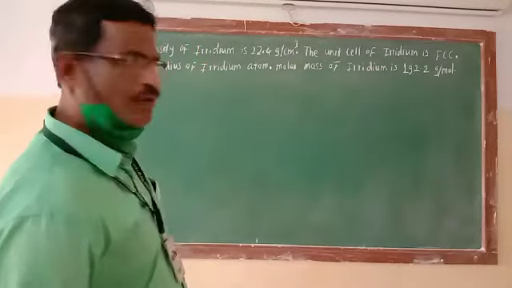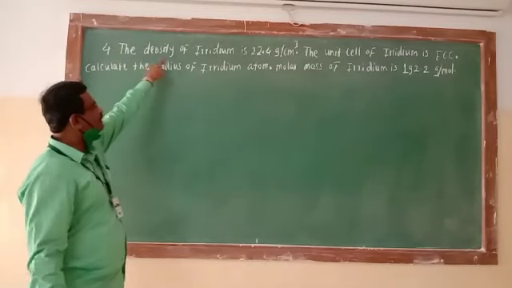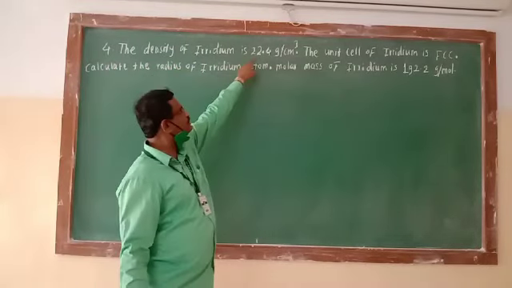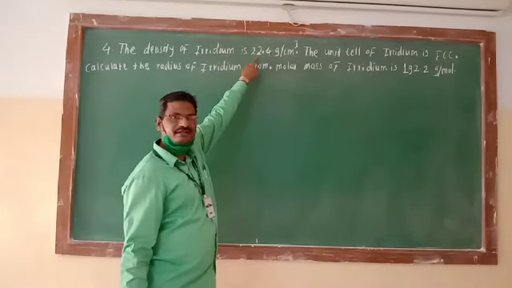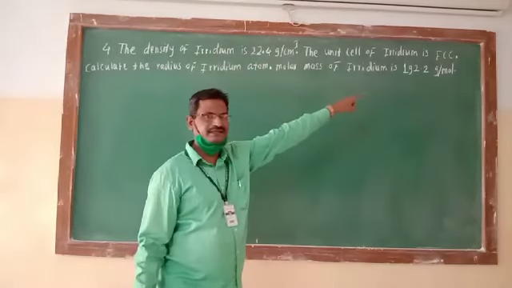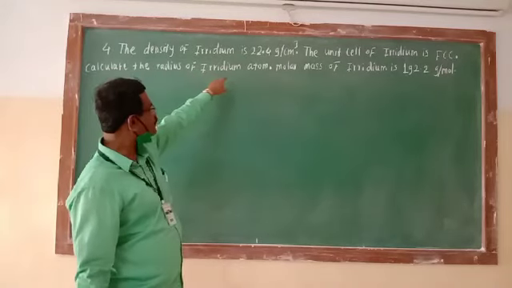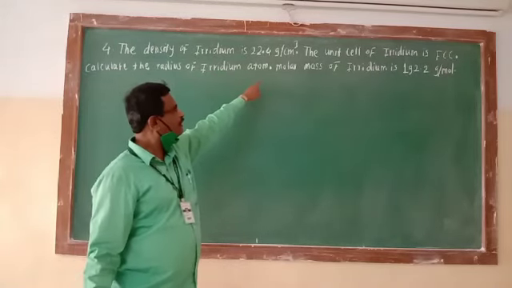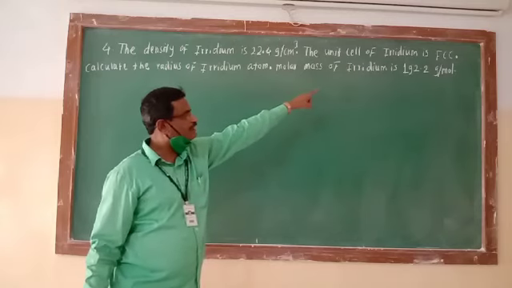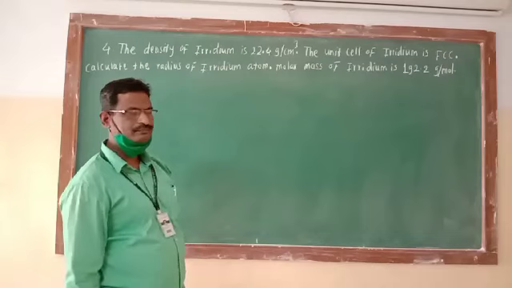It is problem number 4 in your book. The density of iridium is 22.4 gram per centimeter cube. The unit cell of iridium is FCC, face centered cube. Calculate the radius of iridium atom. Given molar mass of iridium is 192.2 gram per mole.